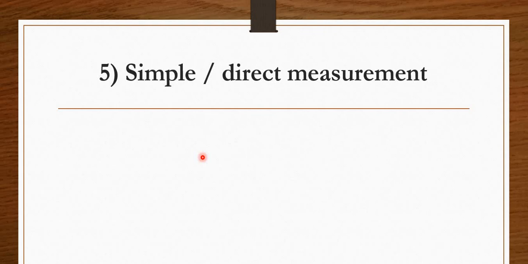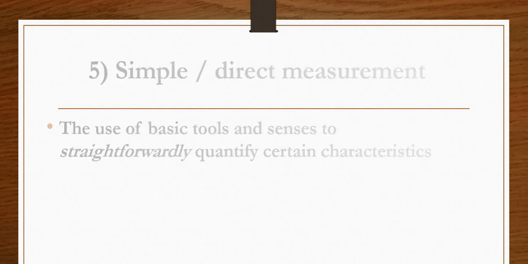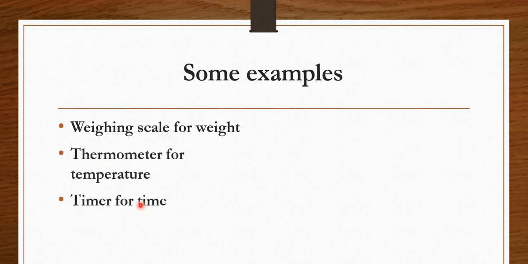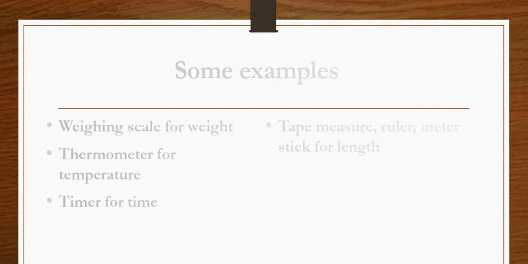We also have another data collection method called the simple or direct measurement, wherein the use of basic tools and senses to straightforwardly quantify certain characteristics, such as getting the weight through a weighing scale, thermometer for temperature, timer for time, and tape measure, ruler, or meter stick for length. Simple or direct measurement are usually in the hard sciences.